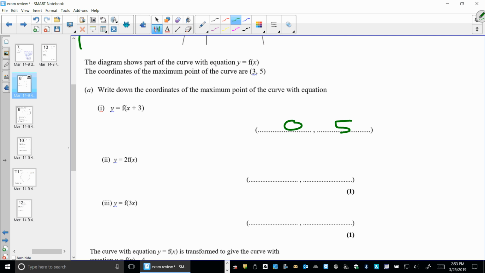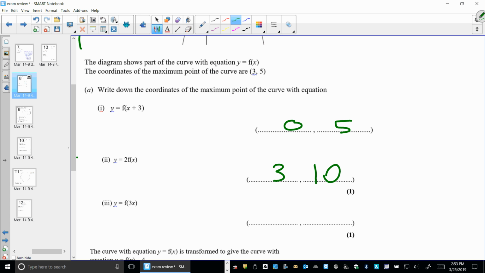Okay, so for the next one, it is changing the y coordinate because it's affecting the whole function. So it's just multiplying by 2, so that's double. So it'll turn the 5 to a 10. Can you read that the same? Yeah. Good.